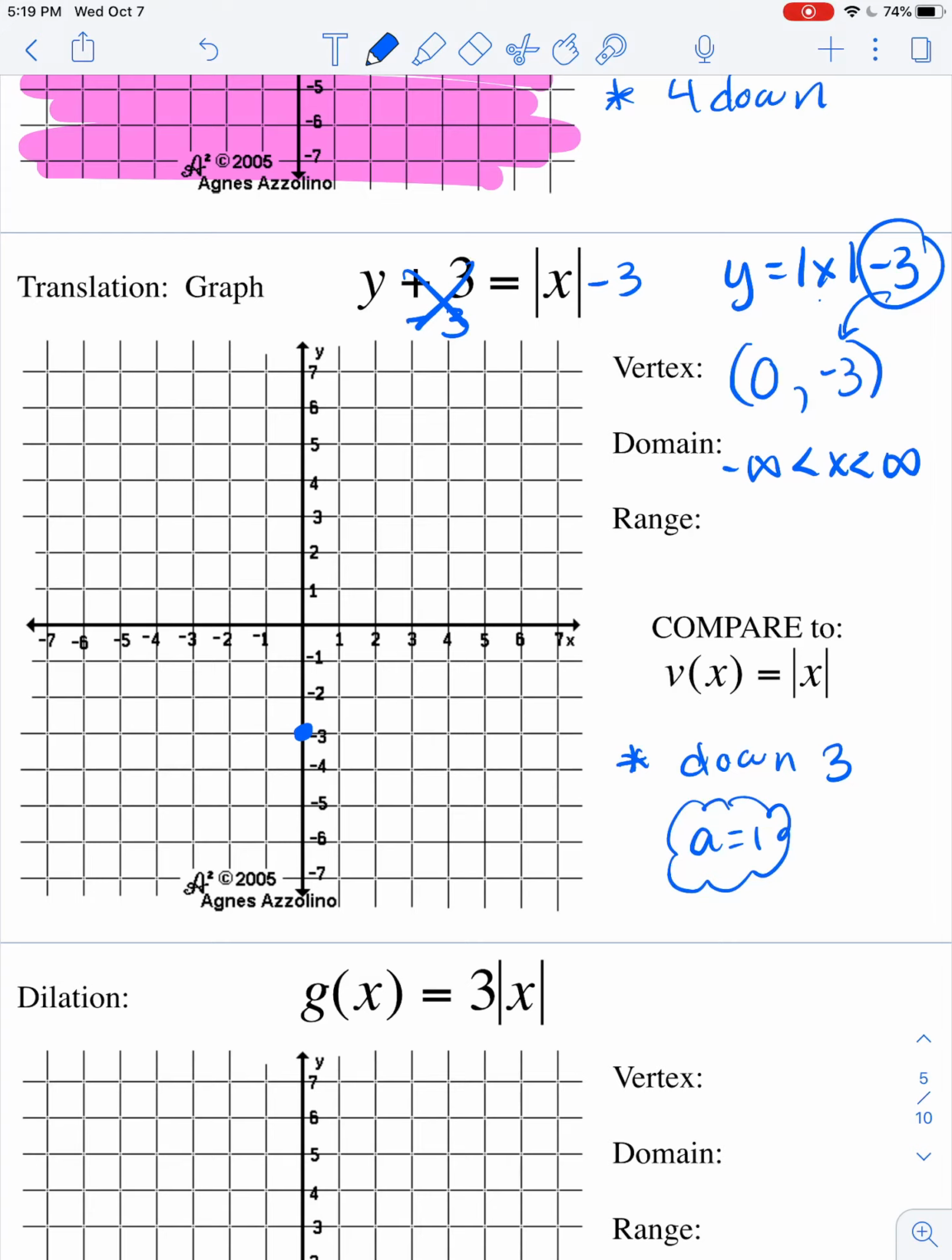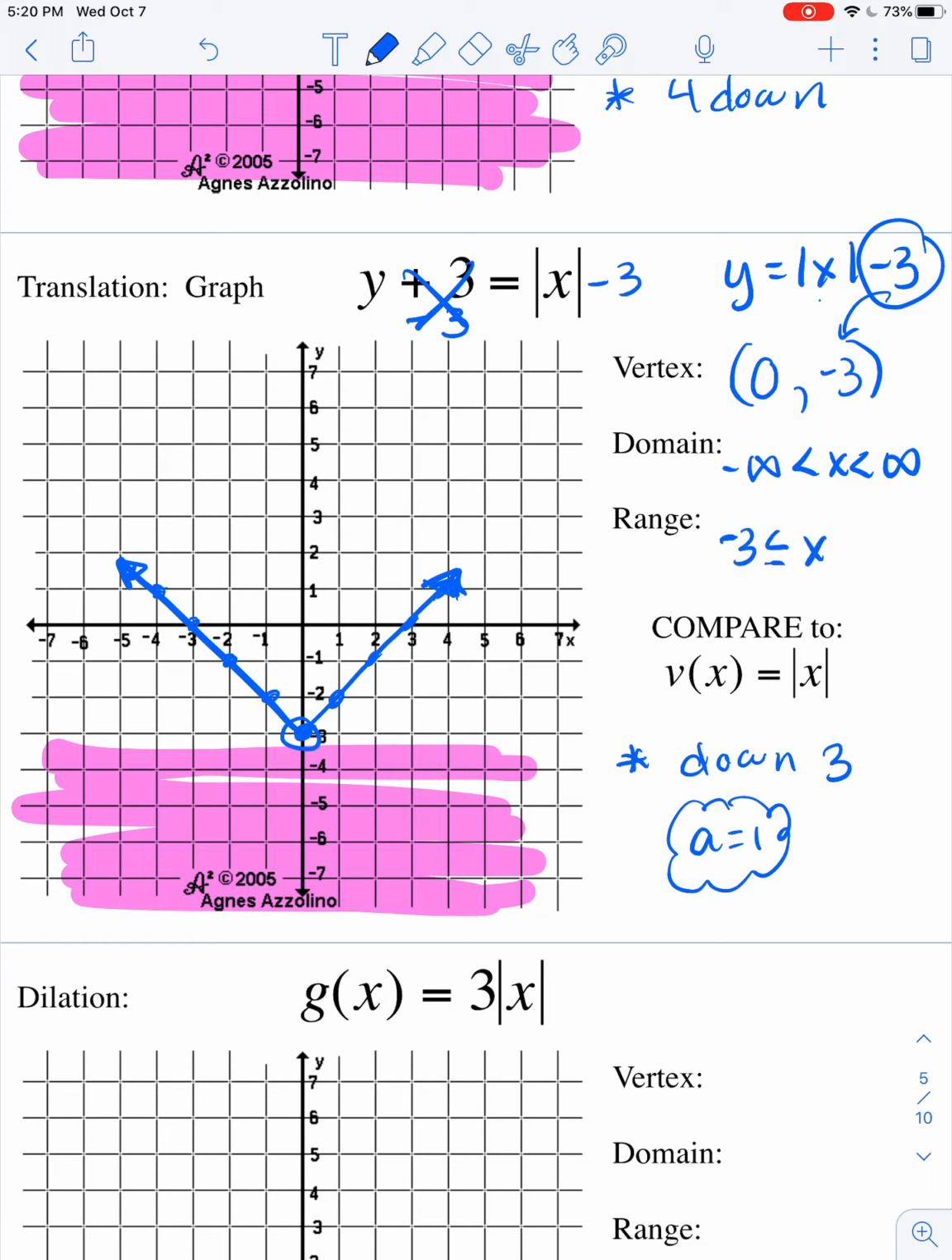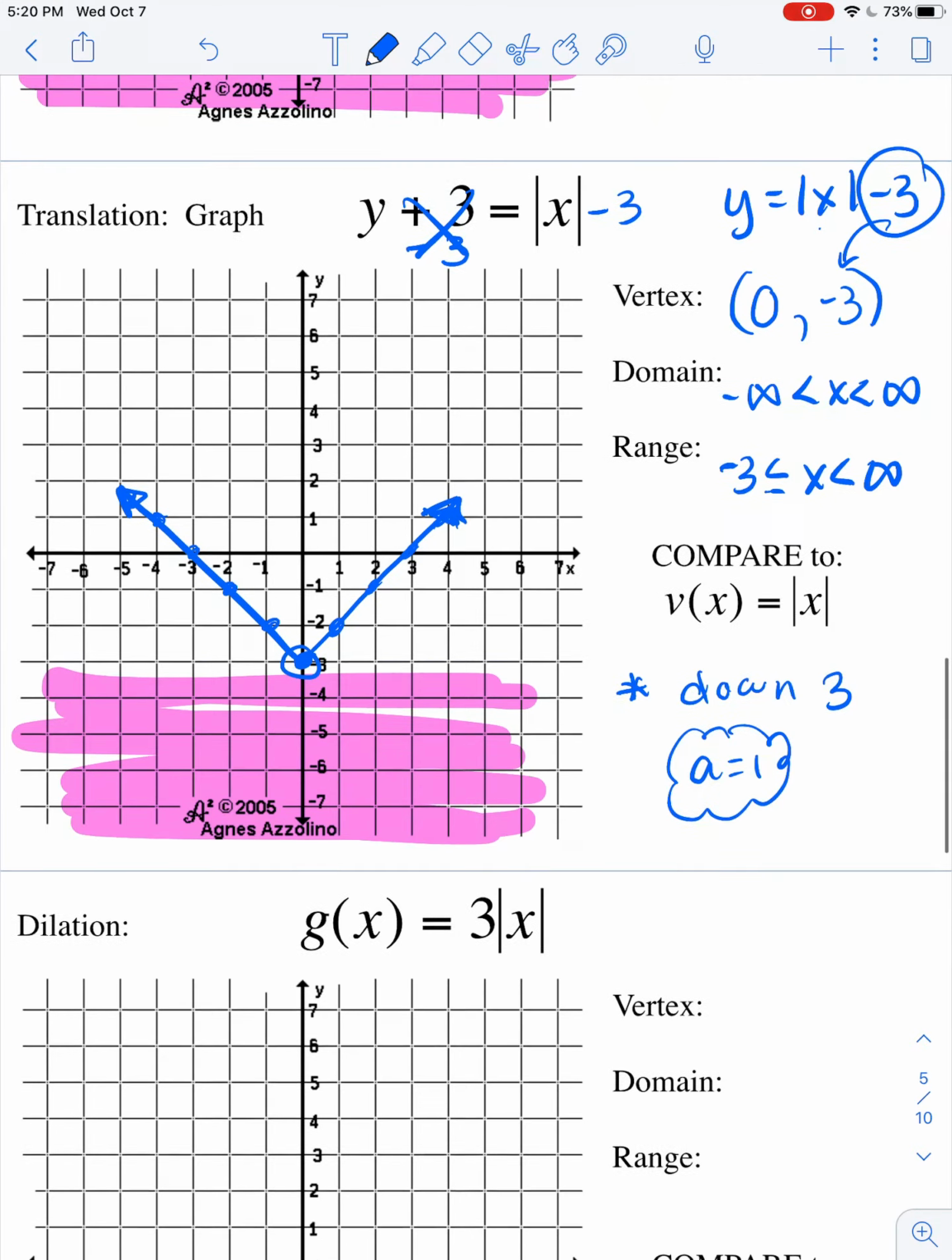All right then. So at (0, -3), put myself a big bad dot for a vertex. Again, my a value is 1, so I use it as the slope on the right side to determine my steepness, and I copy that on the left. Copy that. Get it? Okay. So now I can determine my range. I can think, all right, I don't need any of these y's down here. I need from this point on up, which is from -3 on up.